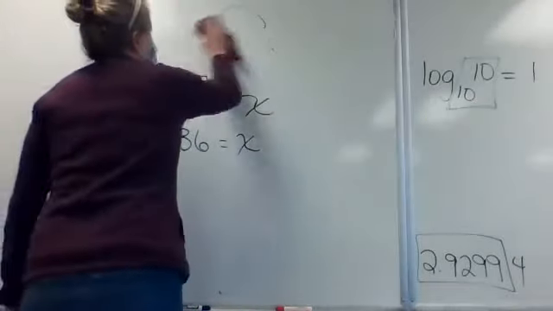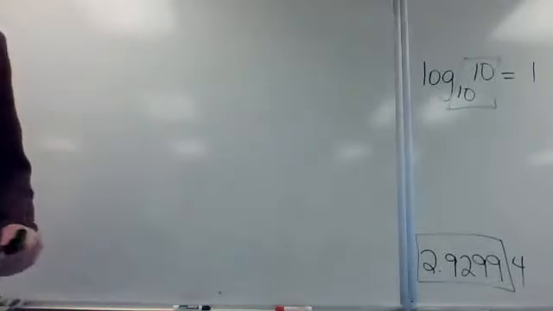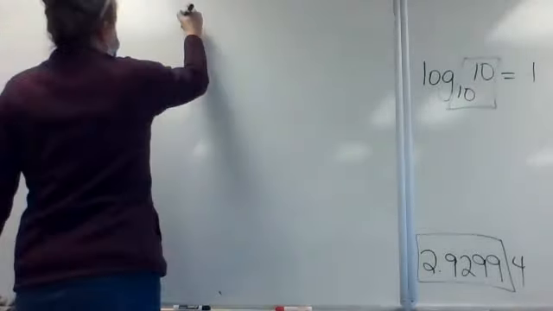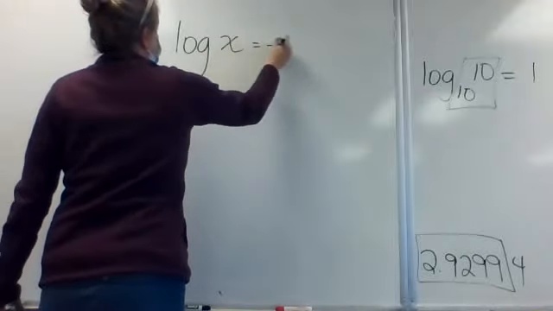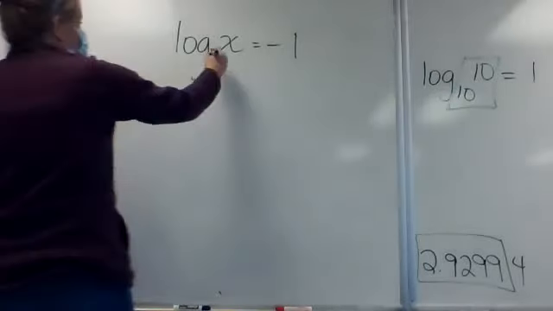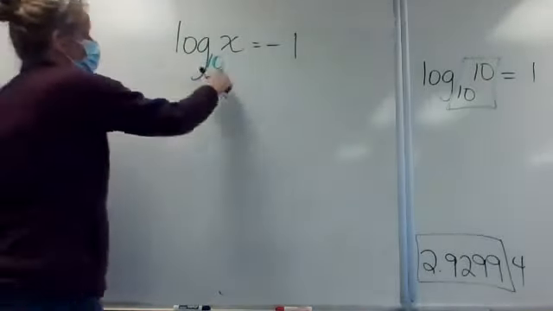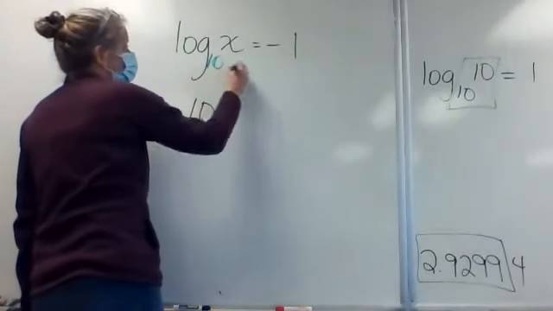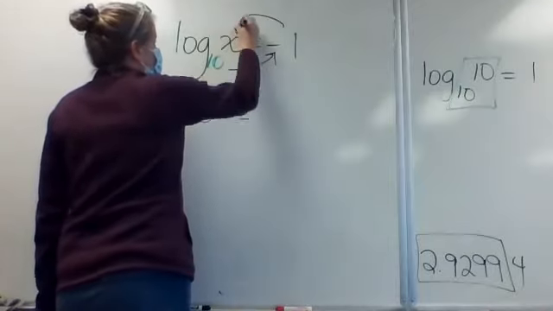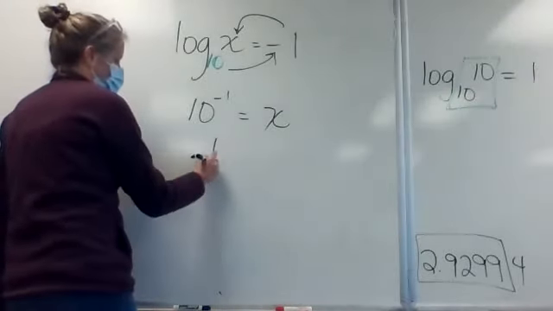What is the base of your log if you don't see it? 10. Good. So if I'm going to turn this one into an exponential equation, I do want to know what the base is. Since I don't see it, it is a 10. Which means now I can turn it into an exponential equation. So I have 10 to the negative 1 power is going to be equal to my x. And then you can just type that in your calculator. 10 to the negative 1 gives me 0.1.